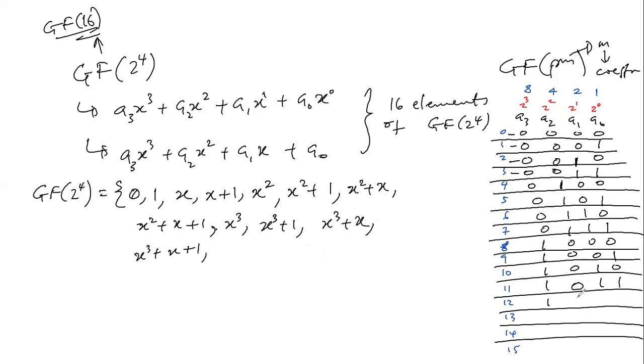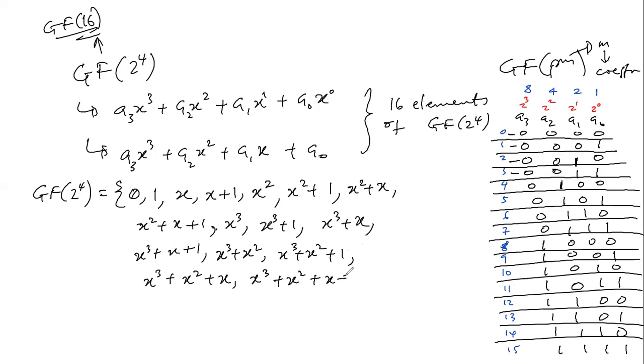Then for 12, we have 8 and 4, and then this is 0, 0. So for 8 and 4, that is x cubed plus x squared. X cubed plus x squared are turned on. Now for 13, this is 12, and then this, that's 13. So this is 0. So that is x cubed plus x squared plus 1 are turned on. Then for 14, we have 8, 2, 4, that's 14, then 0. So that gives us x cubed plus x squared plus x are turned on. Then for 15, 1, 1, 1, 1. So that gives us x cubed plus x squared plus x plus 1.